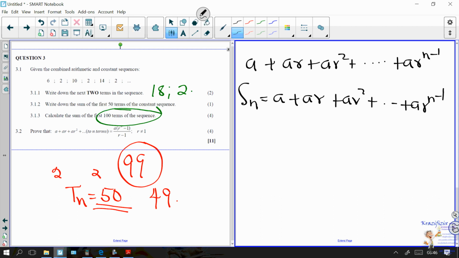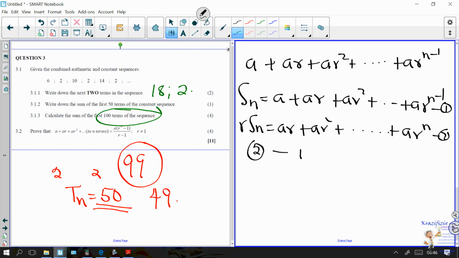This is 4 marks. What do you do? Multiply by R. What are you going to have? AR plus AR squared plus, you don't need to write the whole thing here. You're going to end with AR^n. Equation 1 and equation 2. Now you say equation 2 minus equation 1: RSn minus Sn. Automatically, there's a negative on all of this. So this would cancel that, this would go there, and this one will be cancelled by the term before that.